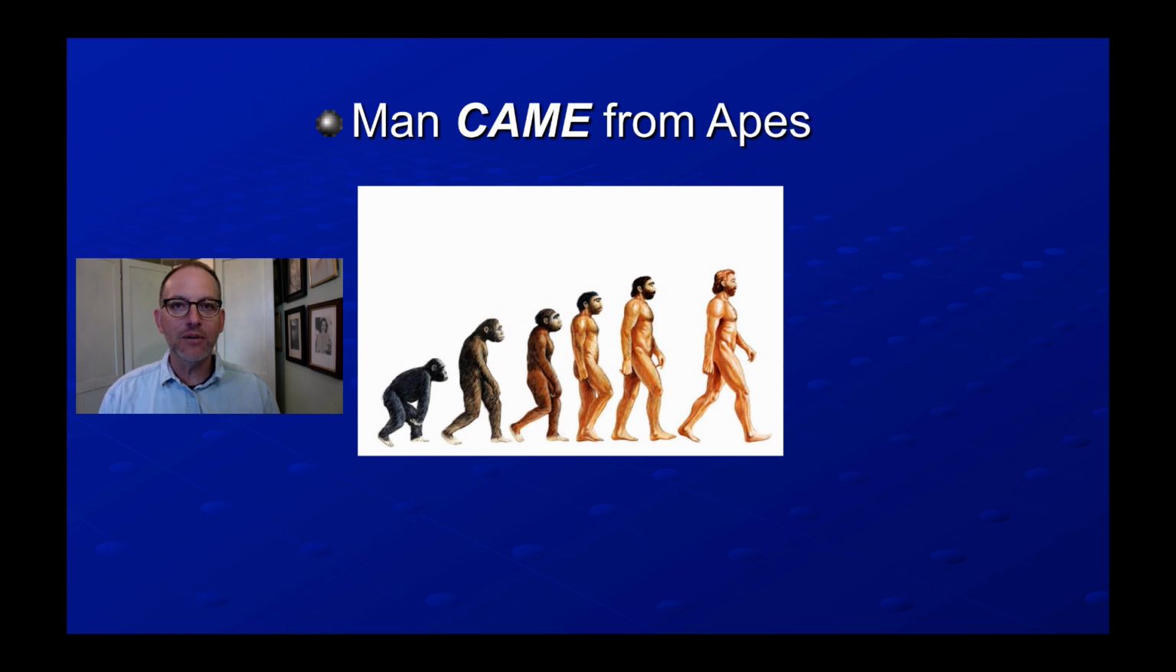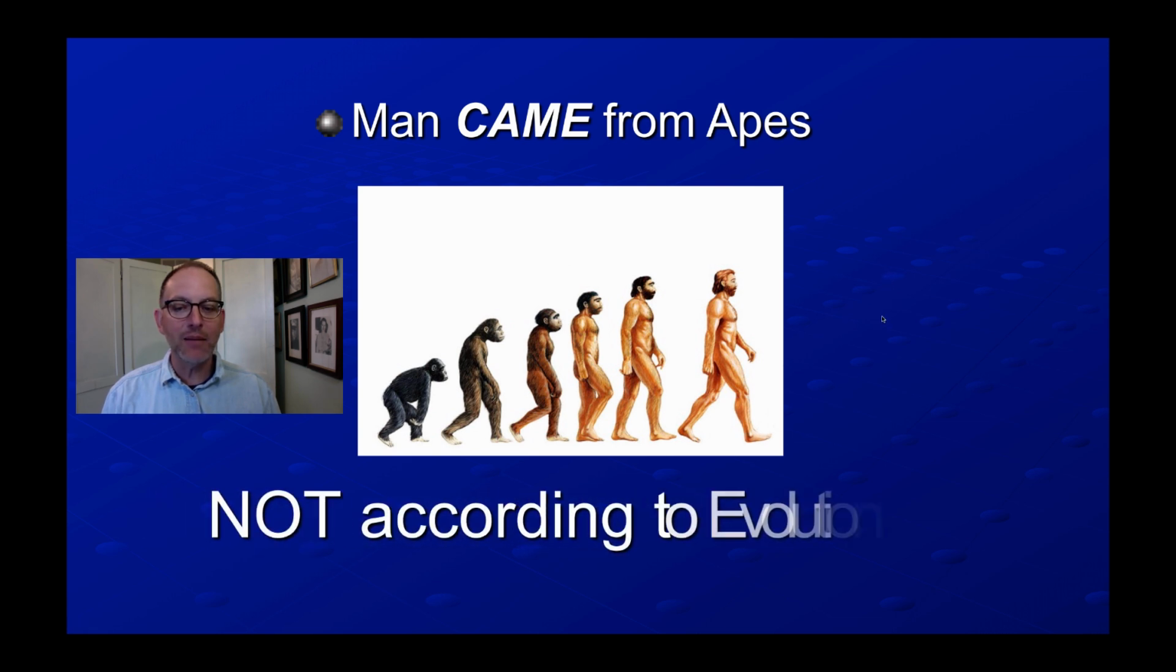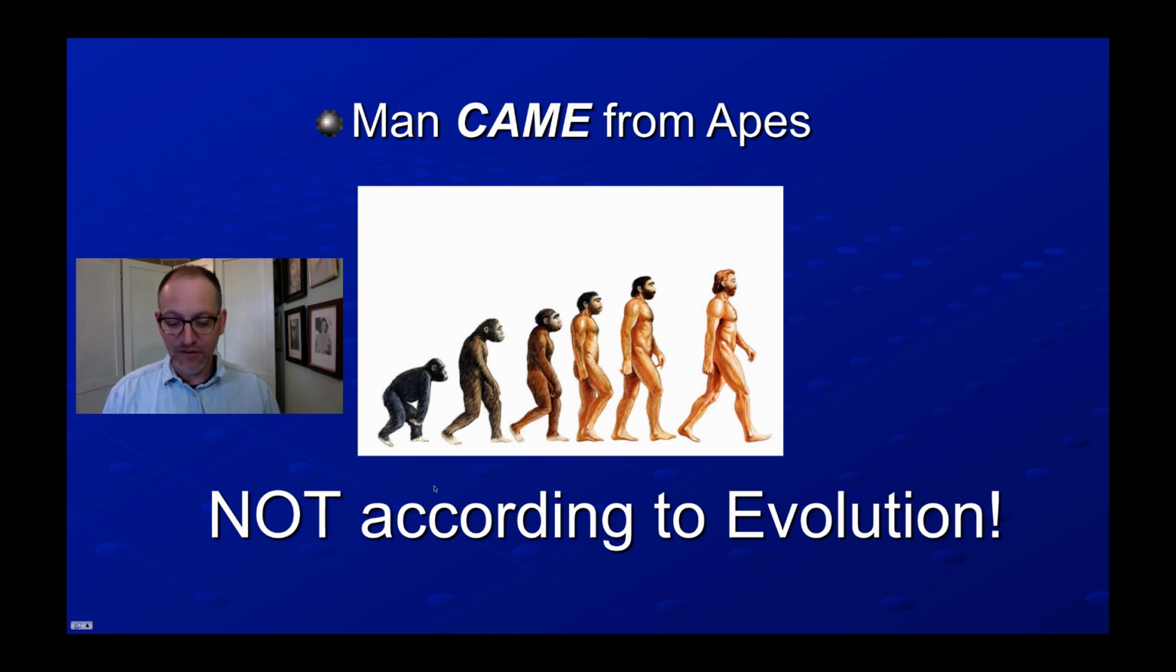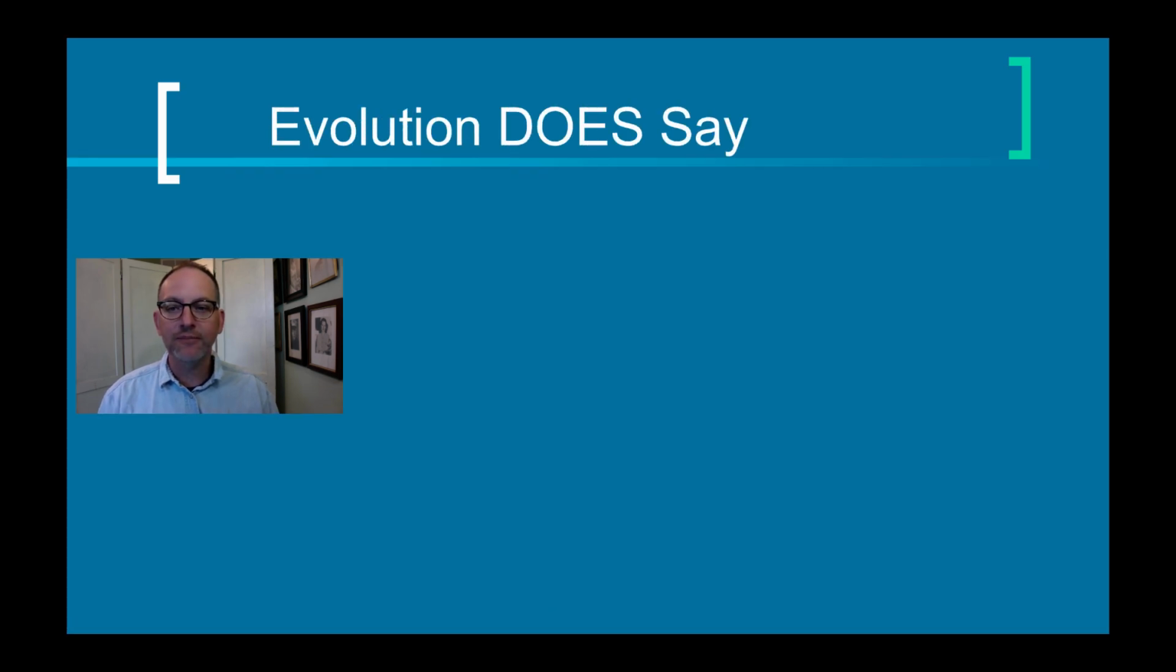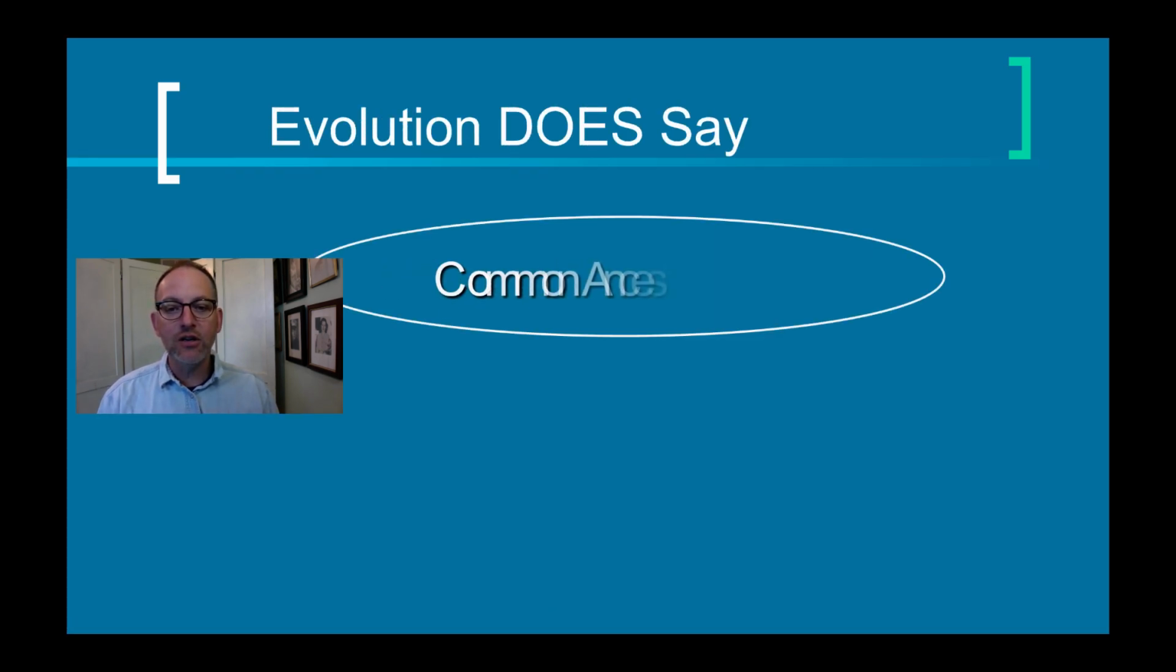Now, a couple other things about what evolution says and what it doesn't say. Many of you have seen a picture like this before, and many of you have heard that evolution says that man came from apes. Actually, that's not what evolution says. In fact, this is one of the main things this whole year that I hope you remember, is that evolution says that we did not come from apes.